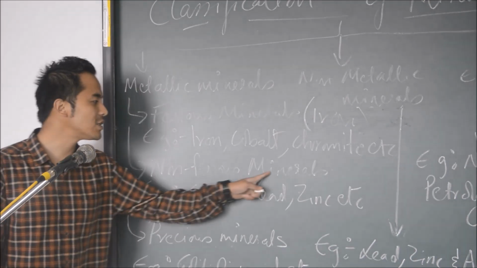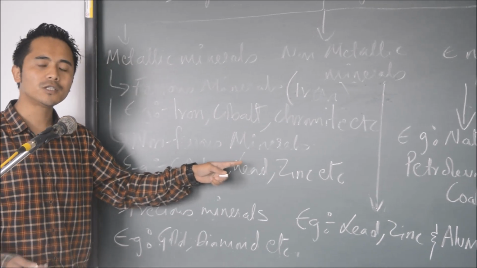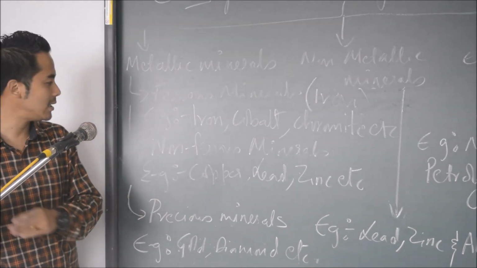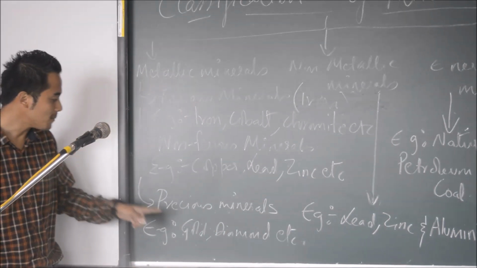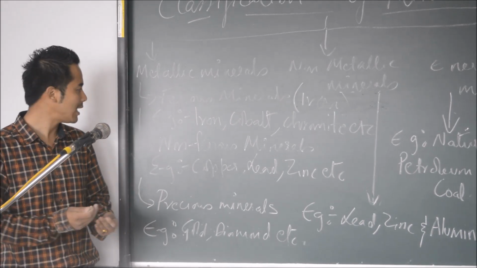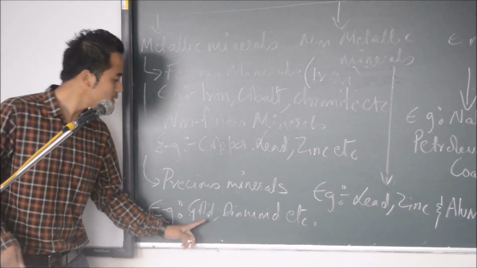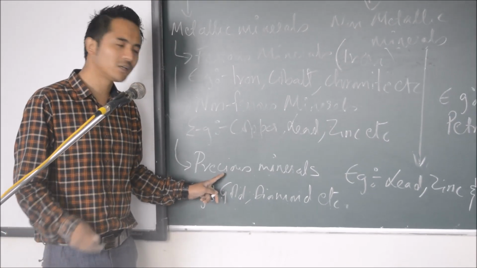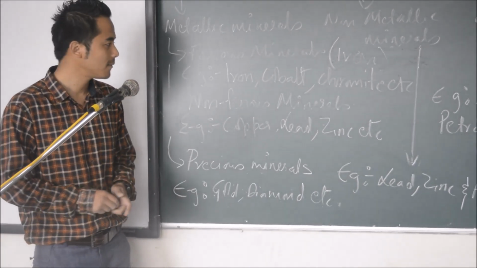And non-ferrous minerals are just the opposite of ferrous minerals. Non-ferrous minerals are those minerals which do not contain any iron, or have no iron content. For example, copper, lead, zinc, etc. And the last one is precious minerals. Precious minerals are those minerals which are not found commonly. Like ferrous and non-ferrous, they are not found in common, and they are very valuable. For example, gold, diamond, etc. The name itself denotes precious. The most precious minerals which we use are gold and diamond. They are very costly, right?